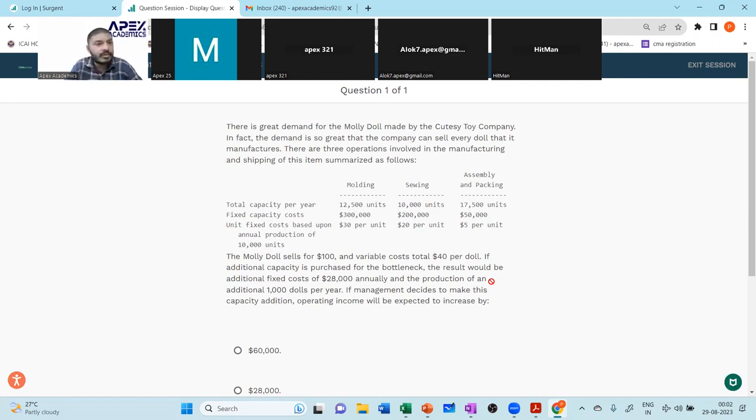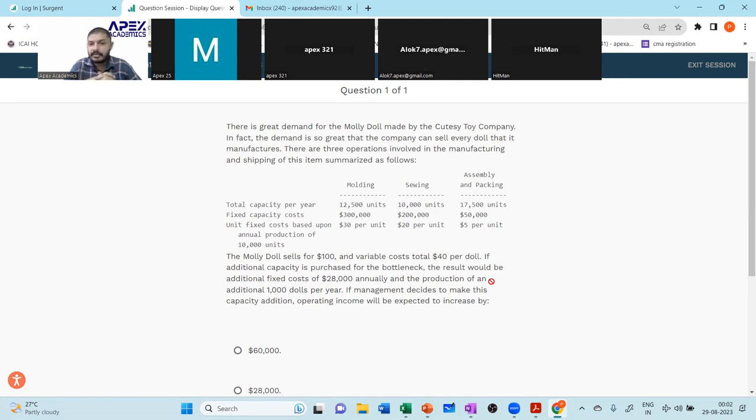It is as good as saying, there's a Hindi saying, right? Khoda pahad nikla chuha. It's as good as that. That's what this question is. And I mean it. There is a great demand for Molly doll made by Cutesy Toy Company.